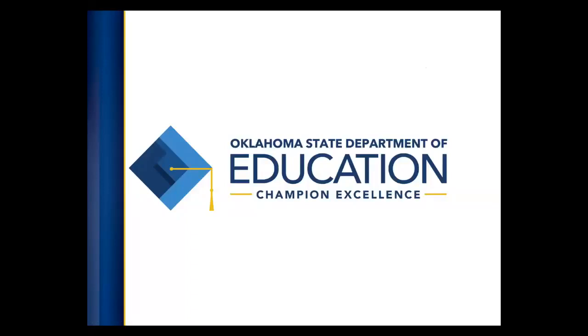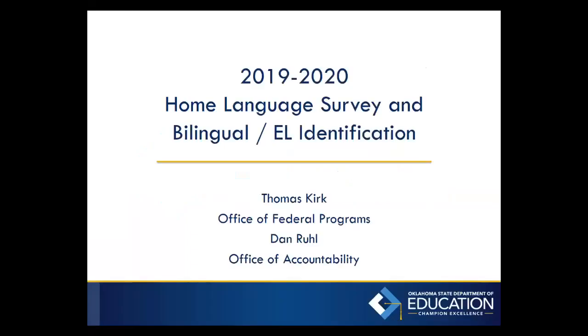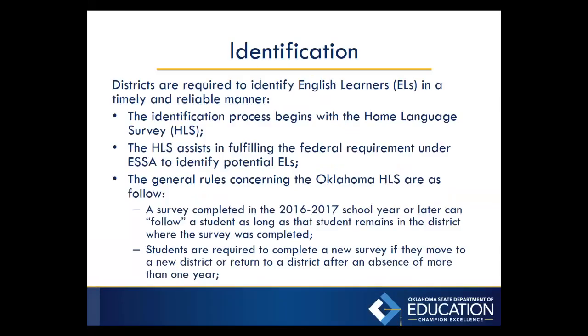Let's begin. First thing, identification. Districts are required to identify English learners, which will be referred to almost always here as ELs, in a timely and reliable manner. The identification process begins with the Home Language Survey, often marked here as just HLS. The Home Language Survey assists in fulfilling federal requirements under ESSA to identify potential English language learners.